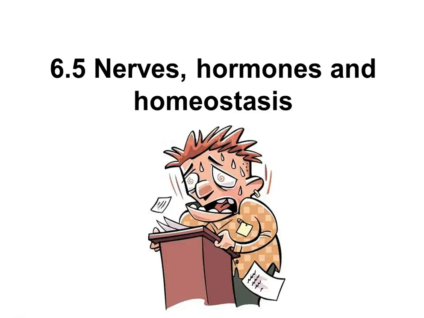Alright, so here is a video that is an overview of 6.5. There are a couple of things that I'm going to go through pretty quickly because there's another video that explains in a little more detail because it's a fairly complicated process. So let me just tell you that 6.5 is about nerves, hormones, and homeostasis, and in essence it's how your body communicates with itself around the body.